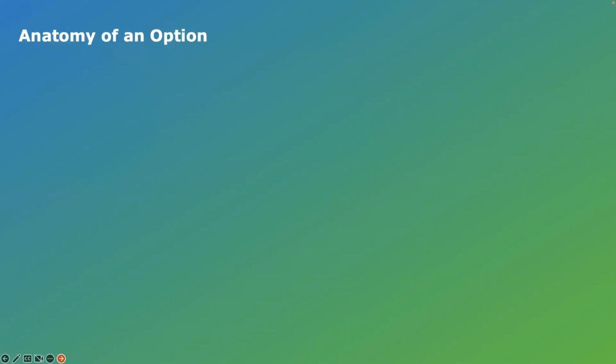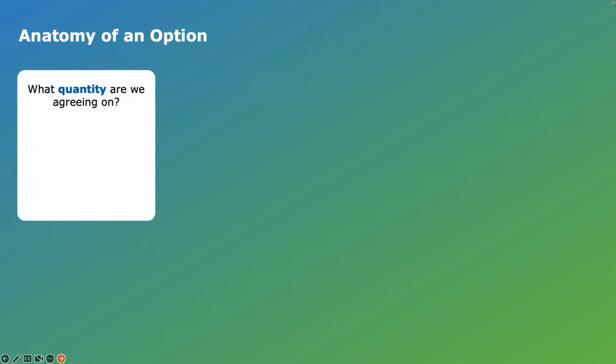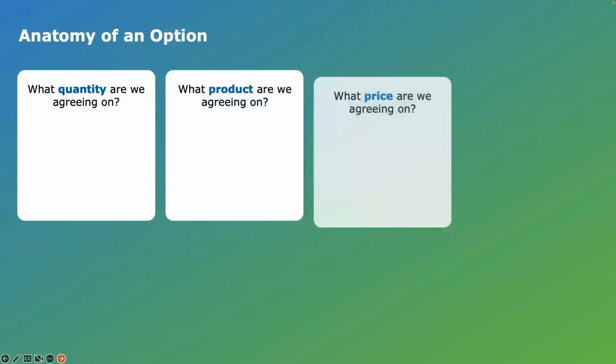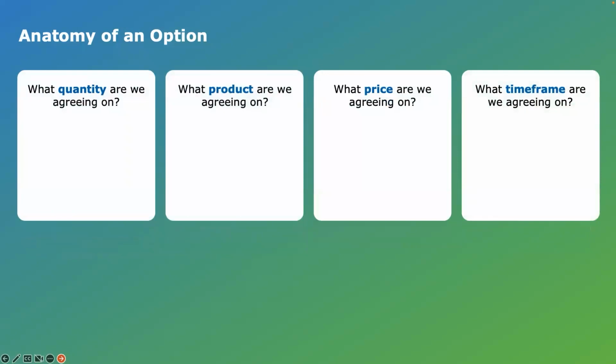Moving on, and really a summation of going through the details of the contract is, with every contract, we ask ourselves some questions. What quantity are we agreeing on? What product, what price, and what time frame? Those are all just terminology that we use. So the quantity is the contract amount. One contract generally represents 100 shares.